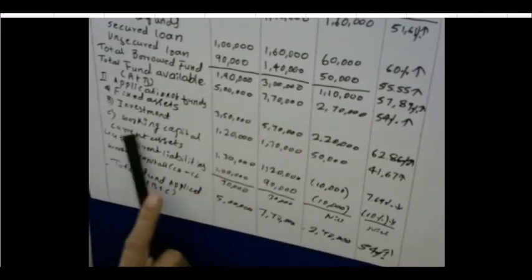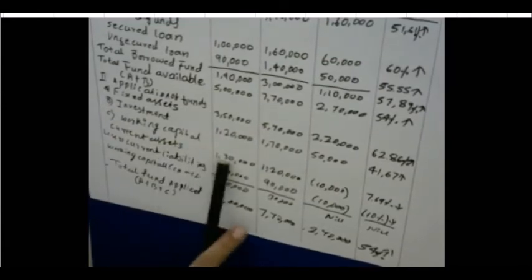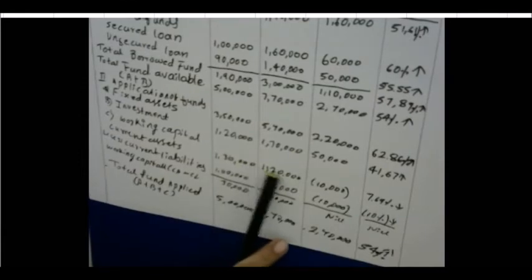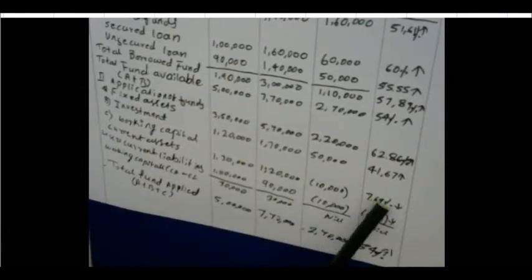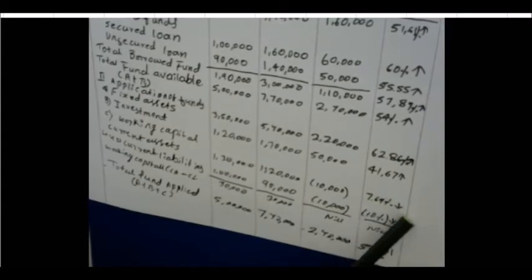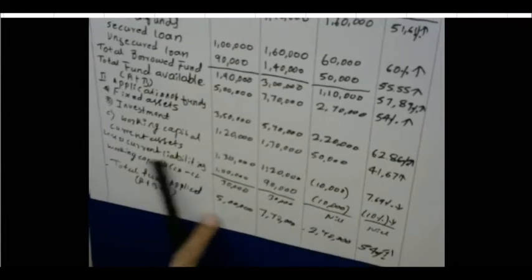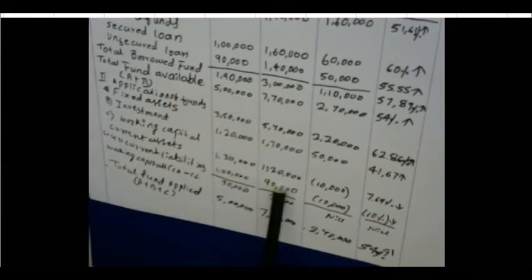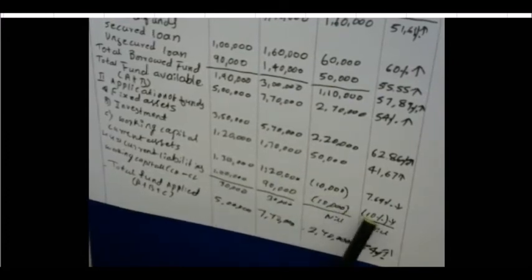So see, working capital, current assets equals 1,30,000 and 1,20,000 rupees, and that 10,000 rupees is the difference, and 7.69% is a decreasing amount. So less current liabilities. So current liabilities is 1 lakh rupees and 90,000 rupees. This 10,000 rupees is the difference between these both amounts, and the percentage is 10%.